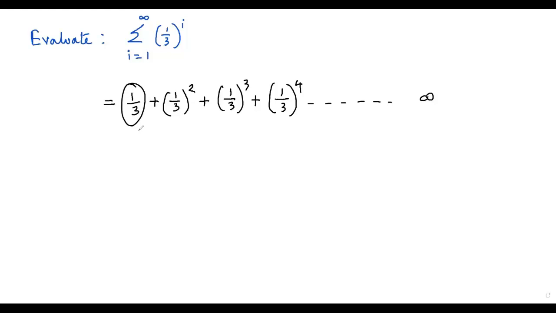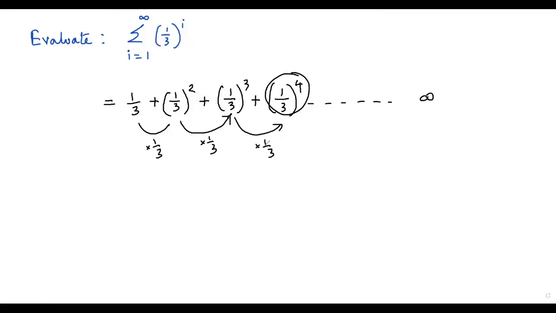When I multiply this by 1/3, I get (1/3) to the second power, that's the second term. If I multiply the second term, (1/3) squared, by 1/3, I get (1/3) to the third power. If I multiply the third term, (1/3) cubed, by 1/3, I get (1/3) to the fourth power. So clearly it's a geometric series with common ratio 1/3, because we multiply each term by 1/3 to generate the next term. Since the series is infinite, this is an infinite geometric series.